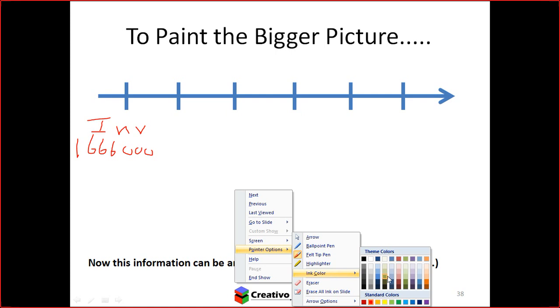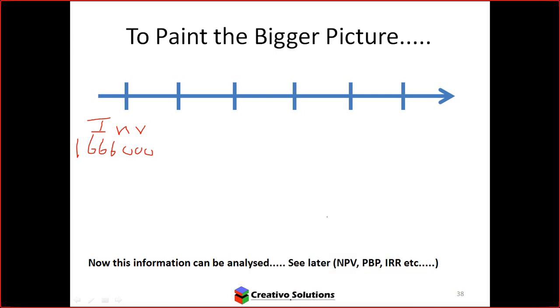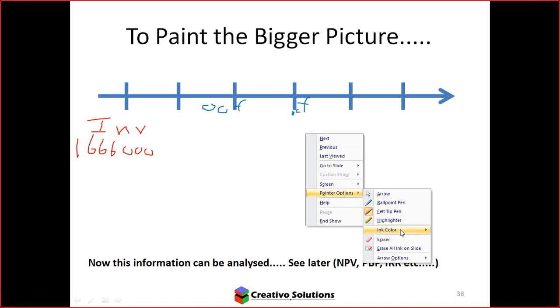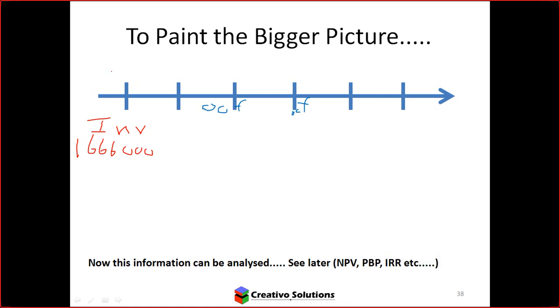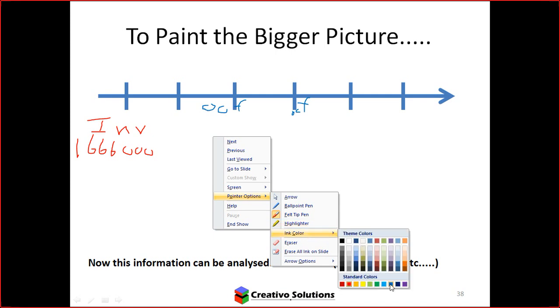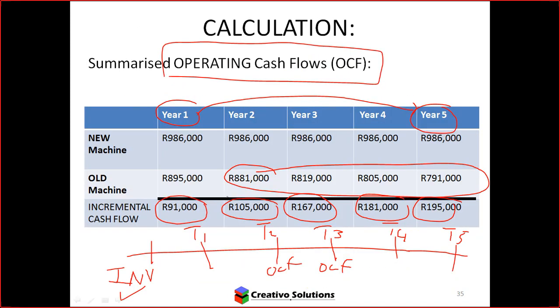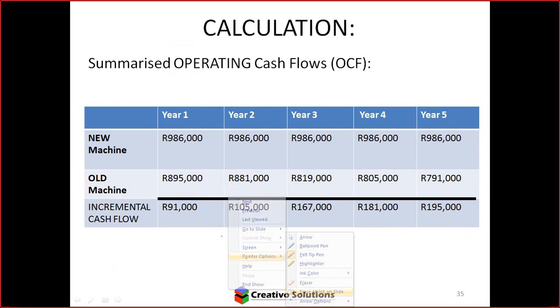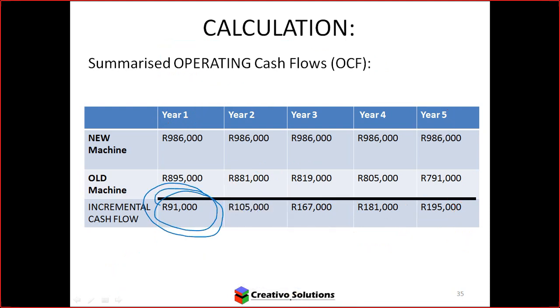Initial investment. Yes. Then I need OCF. Where is OCF? That's a 986. There were different OCFs. So which one do I look at? All of them. These ones. Incremental cash flow, because OCF is new minus old. So I've got 91, 105, 167.